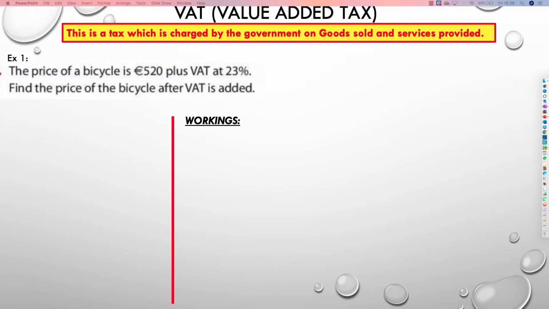So, the price of a bicycle. Arithmetic is also about money, right? So we all deal with money and figures here. The price of a bicycle is €520 plus VAT at 23%. Find the price of the bicycle after VAT is added.